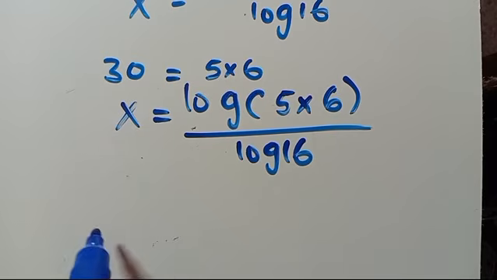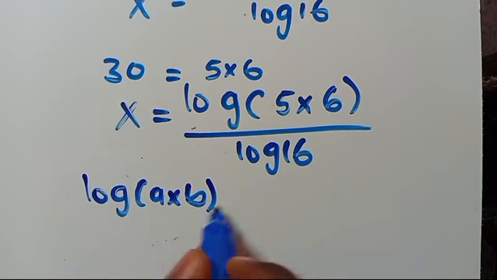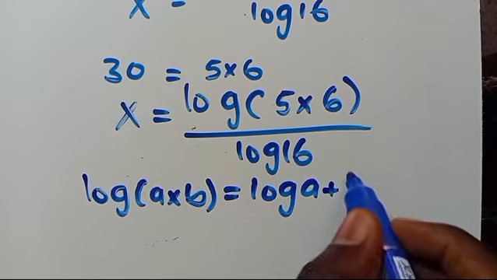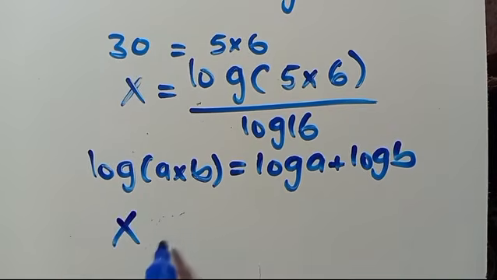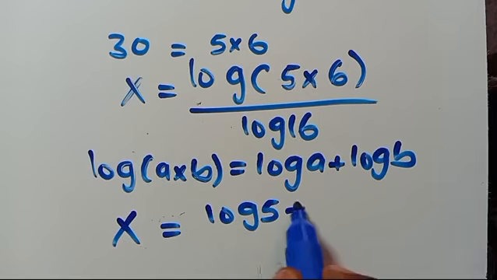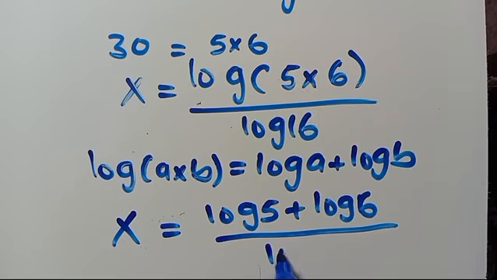So when you have log a times b equals log a plus log b, definitely we have x to be log 5 plus log 6 over log 16.